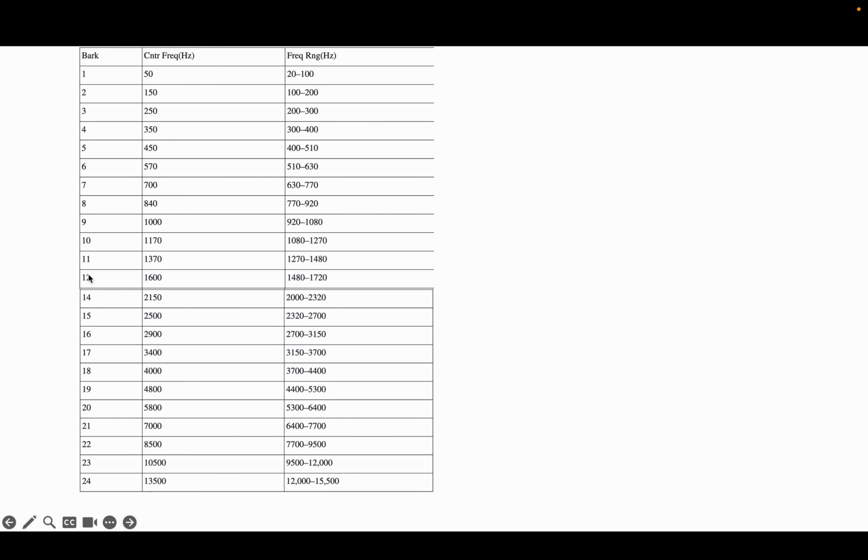So here are the Bark ranges. So you have Bark 1, Bark 2, etc. Bark 1, the center frequency is at 50 hertz, and the frequency range is from 20 to 100. And then Bark 2 is centered at 150, with the frequency range being 100 to 200, and so on. And they are, as you know, mostly symmetric about the center frequency, and they increase in width as your center frequency gets higher.